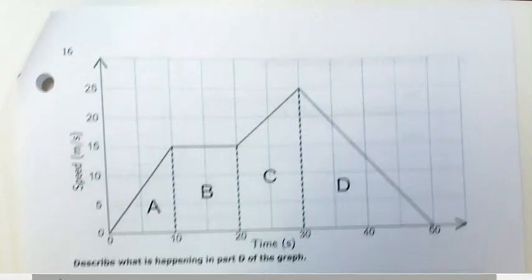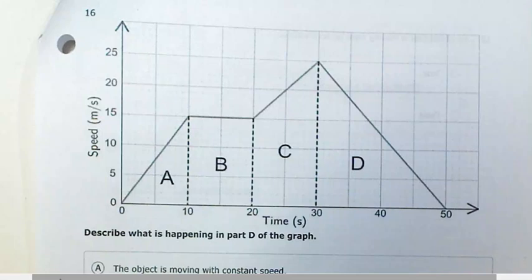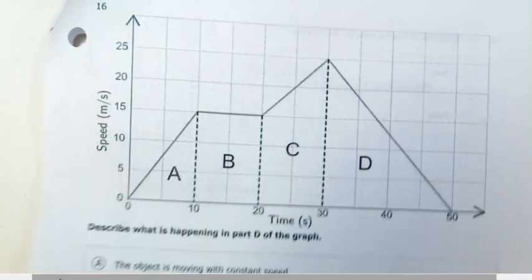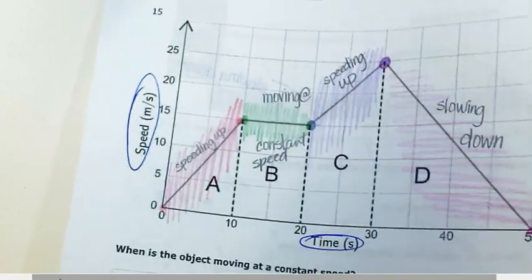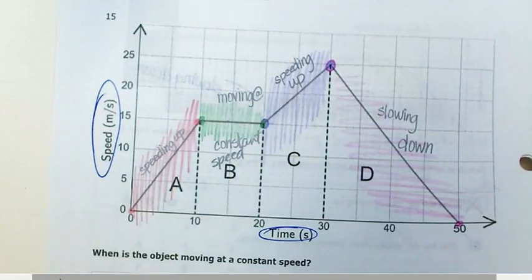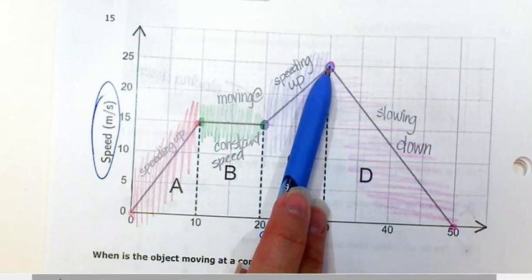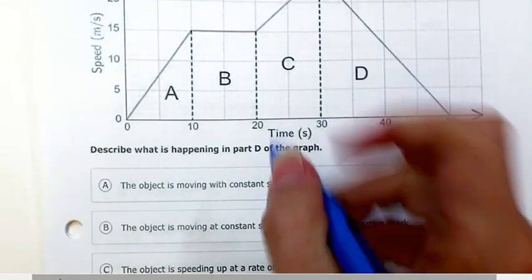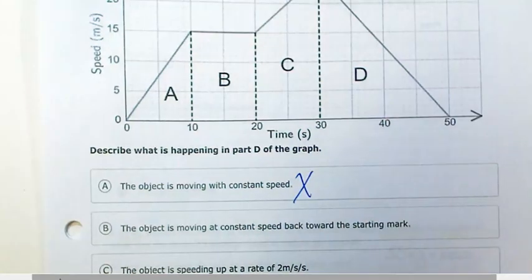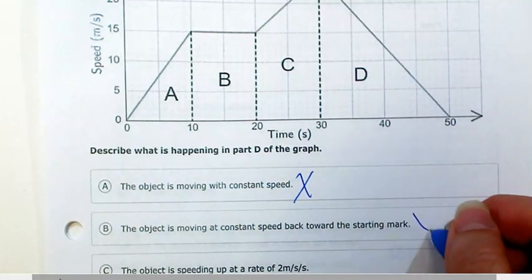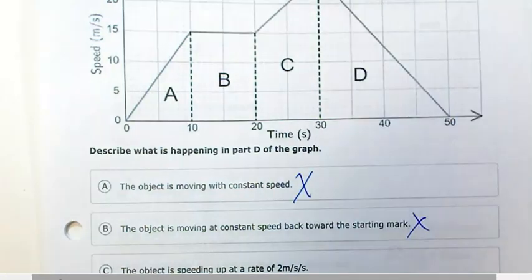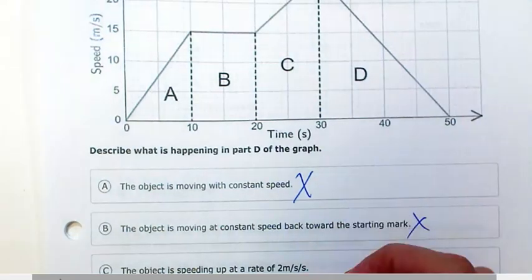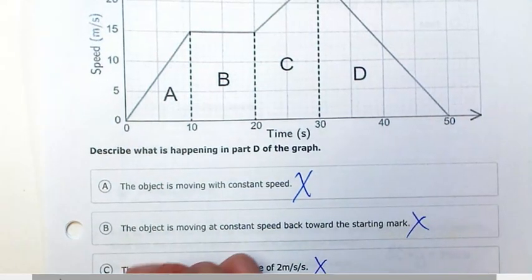All right, next question. Same graph, different question. Describe what is happening in part D of the graph. Well, we've already done all the hard work, so we'll just look at this back one, down here. They said, what is happening in part D? And we've identified we started at a speed of 25 and ended at a speed of 0. So obviously during interval D, we're slowing down. Moving at constant speed? Nope. Object moving at a constant speed back towards the starting mark? Nope. It's not moving at a constant speed, it's slowing down. Because remember, over here, it's not distance, it's time. The object is speeding up at a rate of 2? Nope. The object is slowing down.